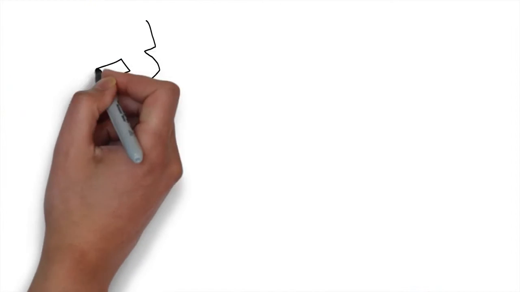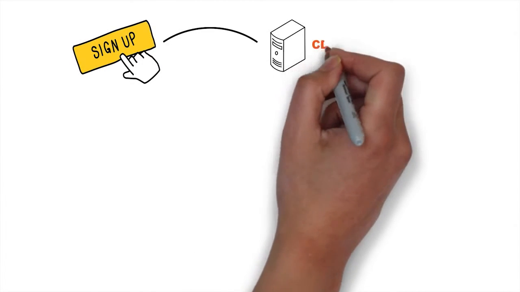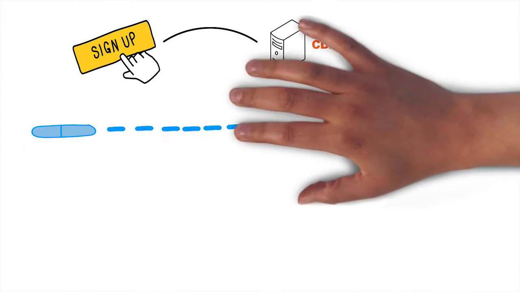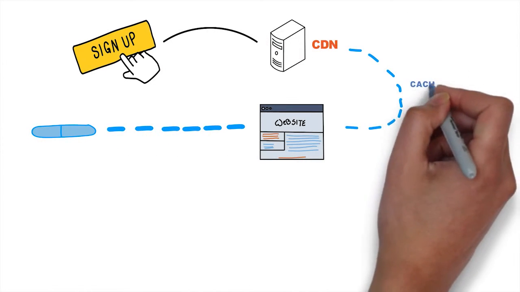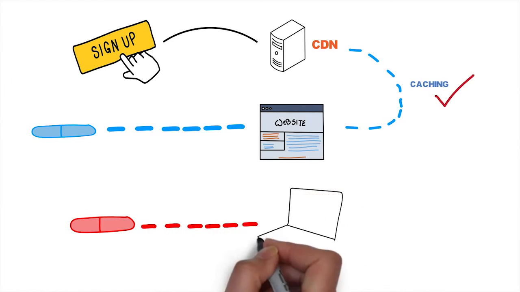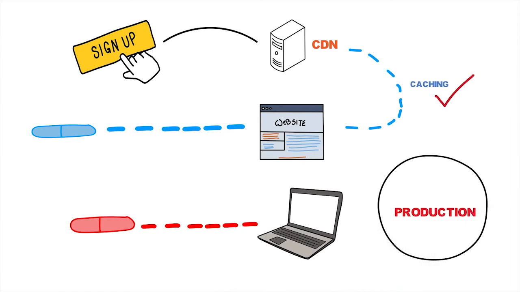Setting up Section.io is super simple. Just the process of signing up spins up your own production CDN in minutes. Then you can take the blue pill and connect your production website to the CDN for instant caching benefits, or the red pill and set up your development environment to test and optimize the caching settings for your site locally before deploying them to production.